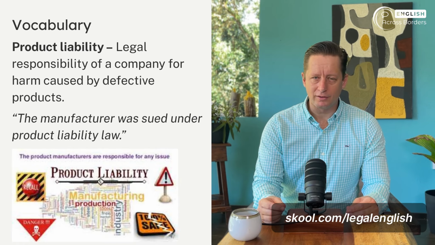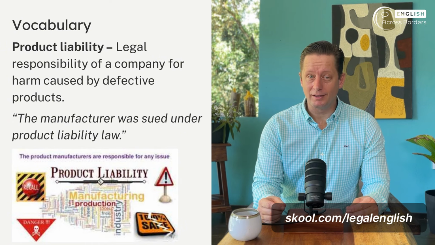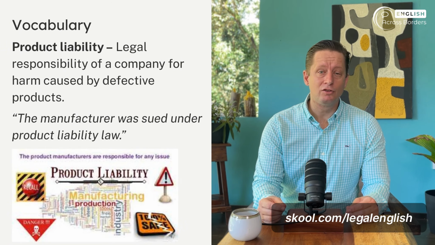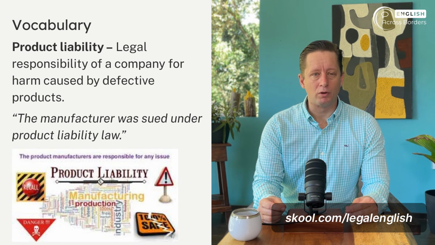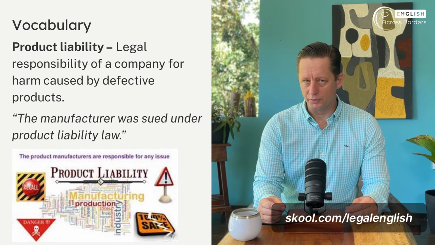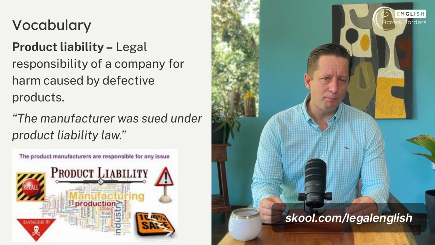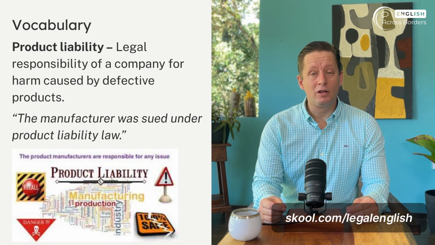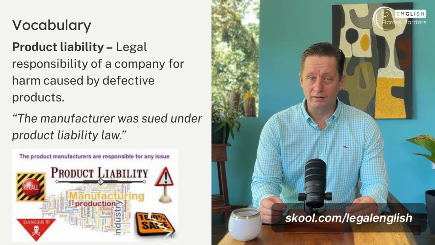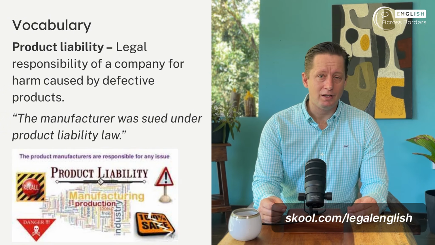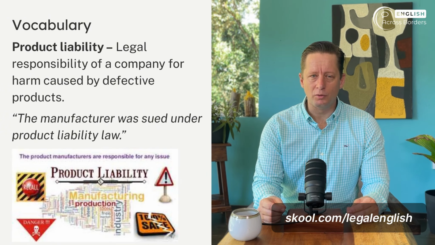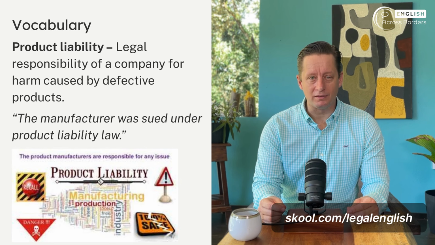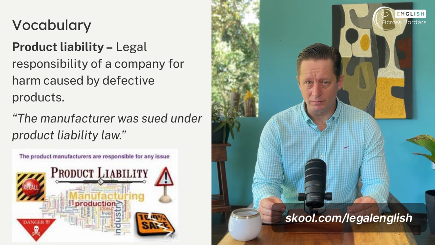In many legal systems, product liability is strict. This means the consumer does not need to prove negligence, only that the product was defective and caused harm. Understanding product liability helps lawyers explain why companies must invest in safety, testing, and accurate labeling. It protects consumers and pressures businesses to act responsibly.